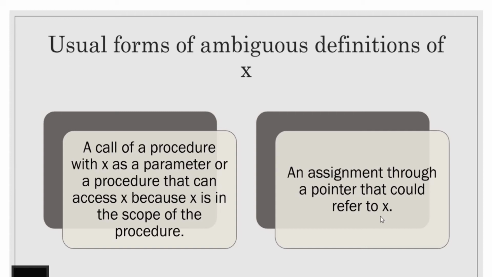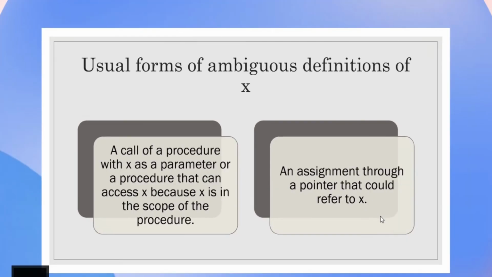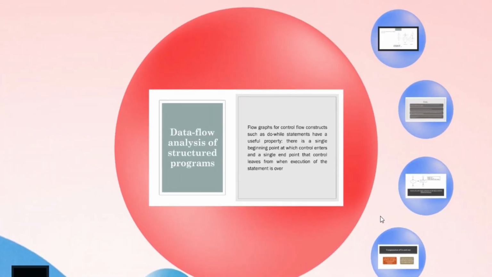Thus a point will always be reached by an unambiguous definition. It won't use an ambiguous definition, because in an ambiguous definition it is not certain that the value is assigned, whereas in an unambiguous definition it is certain that a value is assigned. Next, data flow analysis of structured programs.